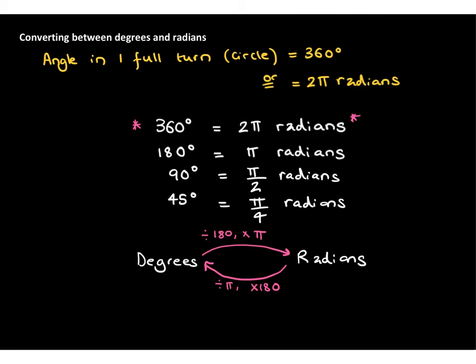Alternatively, you could think about it like this. To go from degrees to radians, you multiply by pi over 180, which takes the two calculations of dividing by 180 and multiplying by pi as one. Or to go from radians to degrees, you simply multiply by 180 over pi. That takes into account the two calculations of dividing by pi and multiplying by 180. So that's how we can do a conversion.